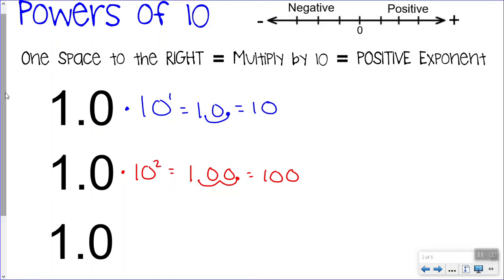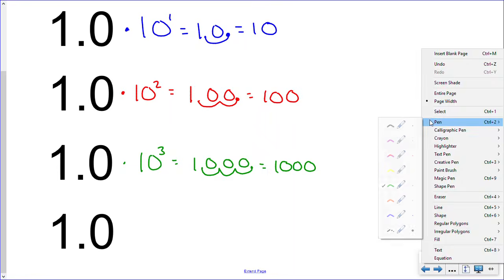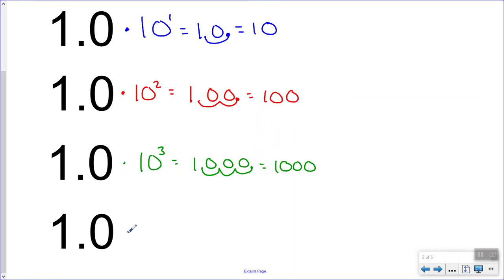The pattern continues as we keep using higher and higher powers of 10. So if we have 1.0 times 10 to the third, that means I'm going to move my decimal point 1, 2, 3 spaces, which gives us 1,000. Finally, if we take a look at 1.0 times 10 to the fourth, we start out with 1.0 and we move our decimal point 1, 2, 3, 4 spaces to the right. We fill in the zeros, and this is equal to 10,000.